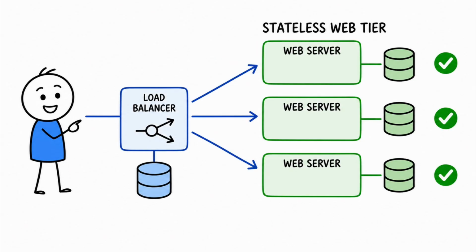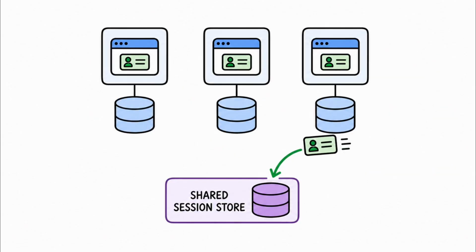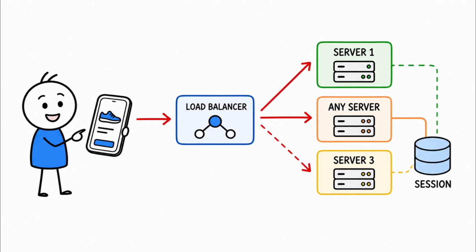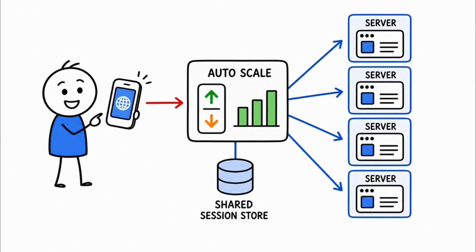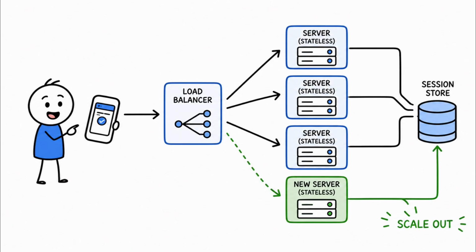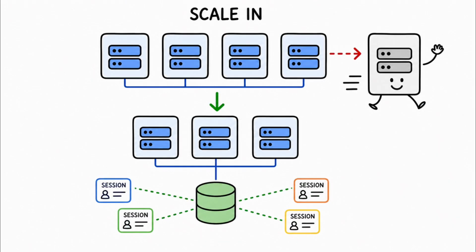The alternative is a stateless web tier. Session information moves into a shared data store outside the web servers. Any server can now process any request and retrieve the required state. That makes servers interchangeable. It also makes automatic scaling much easier. When traffic rises, new servers join without inheriting private session data. When traffic falls, servers can leave without taking user sessions with them.